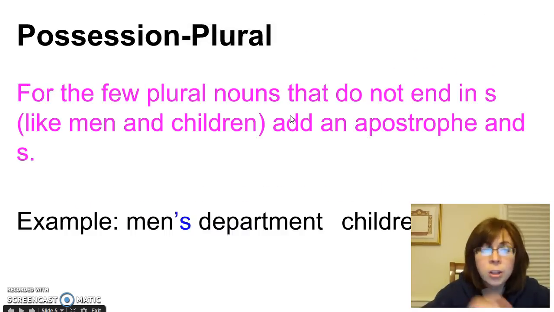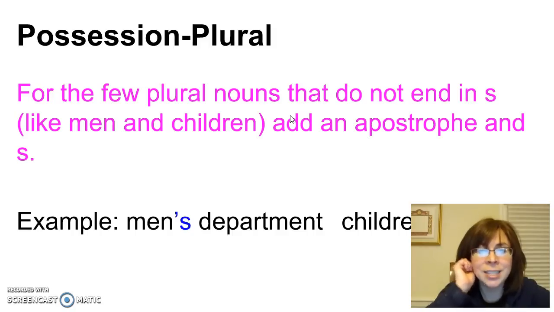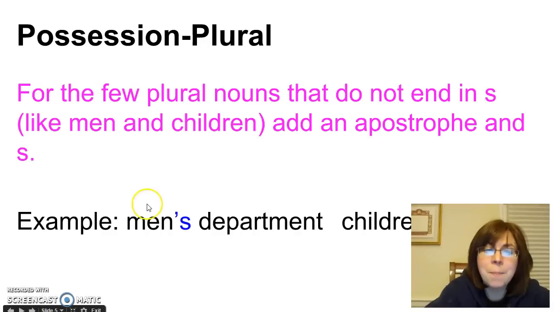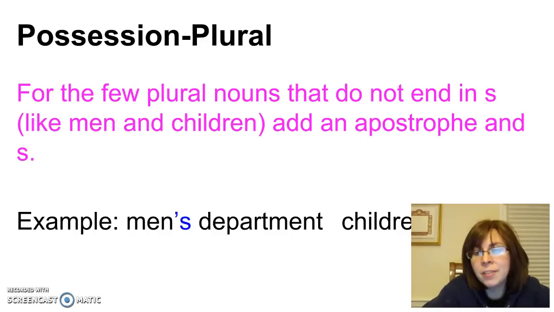And then we just have regular plurals. For the few plural nouns that do not end in an S, like men and children, we add an apostrophe and an S. So men's department, children's book. You may argue, but apostrophe S was the way that we do singular possession. True, but men, by definition, is a plural word. Children is a plural word because child would be the singular, and man would be the singular.